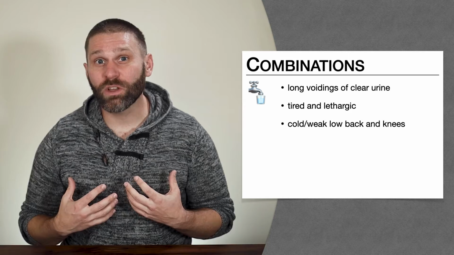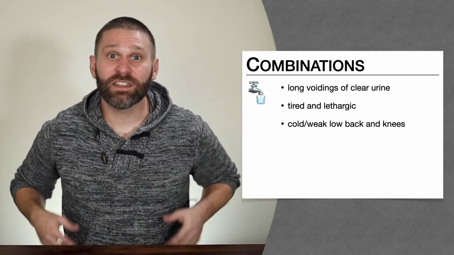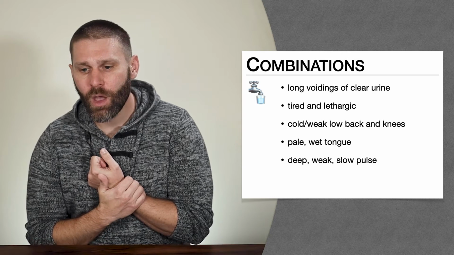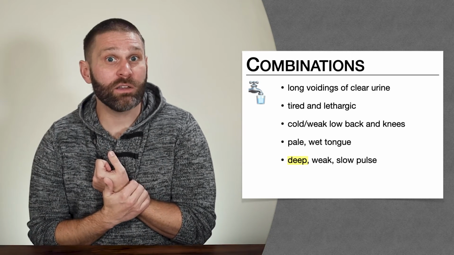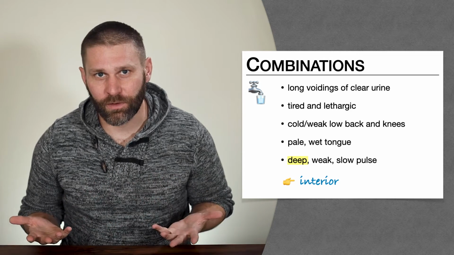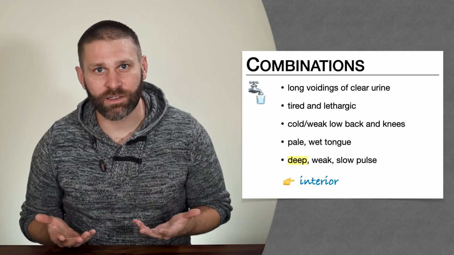They have cold and weak low back and knees. The tongue is pale and wet. The pulse is deep, weak, and slow. Well, the deep pulse tells us this is an interior pattern. We don't have fever and chills and a floating pulse, so it's definitely not exterior.